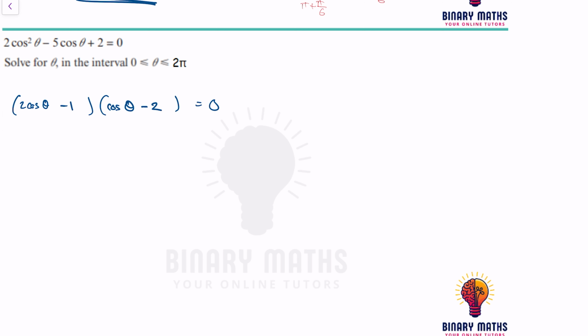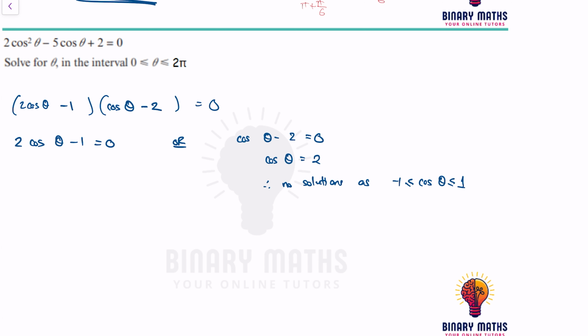If I expand here, I get 2 cos squared theta plus 2. And from the middle terms, I get minus 4 cos theta minus cos theta, which gives me minus 5 cos theta. So that's right. So either 2 cos theta minus 1 is equal to 0, or cos theta minus 2 equals 0. Let's deal with the second one first. Cos theta is equal to 2, therefore no solutions. Okay, so let's go back to the first one.